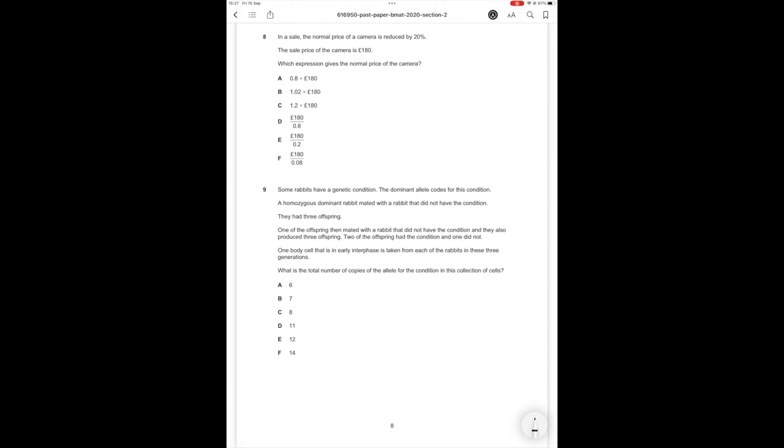Question number 8 then. In a sale, the normal price of a camera is reduced by 20%. The sale price of the camera is 180. Which expression gives the normal price of the camera? So if we're reducing it by 20%, that means we have 80% left. So what we can say is that 80% of x, which is the original price, is equal to 180. X is therefore equal to 180 divided by 0.8. X is equal to 180 divided by 8 over 10.